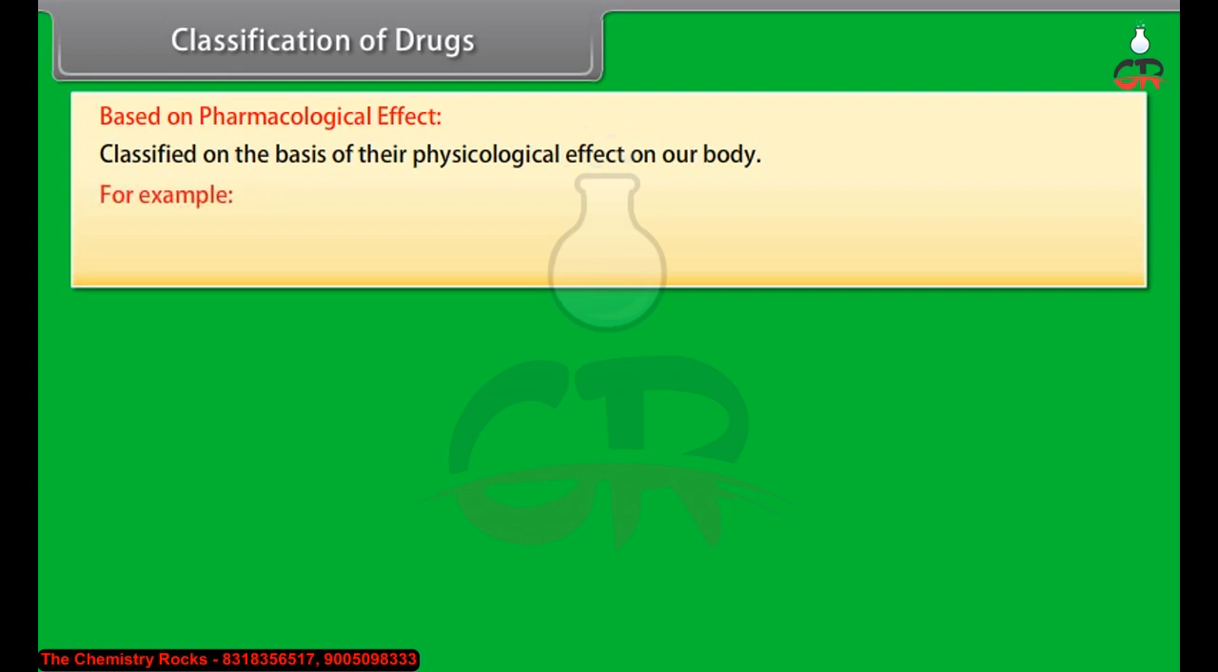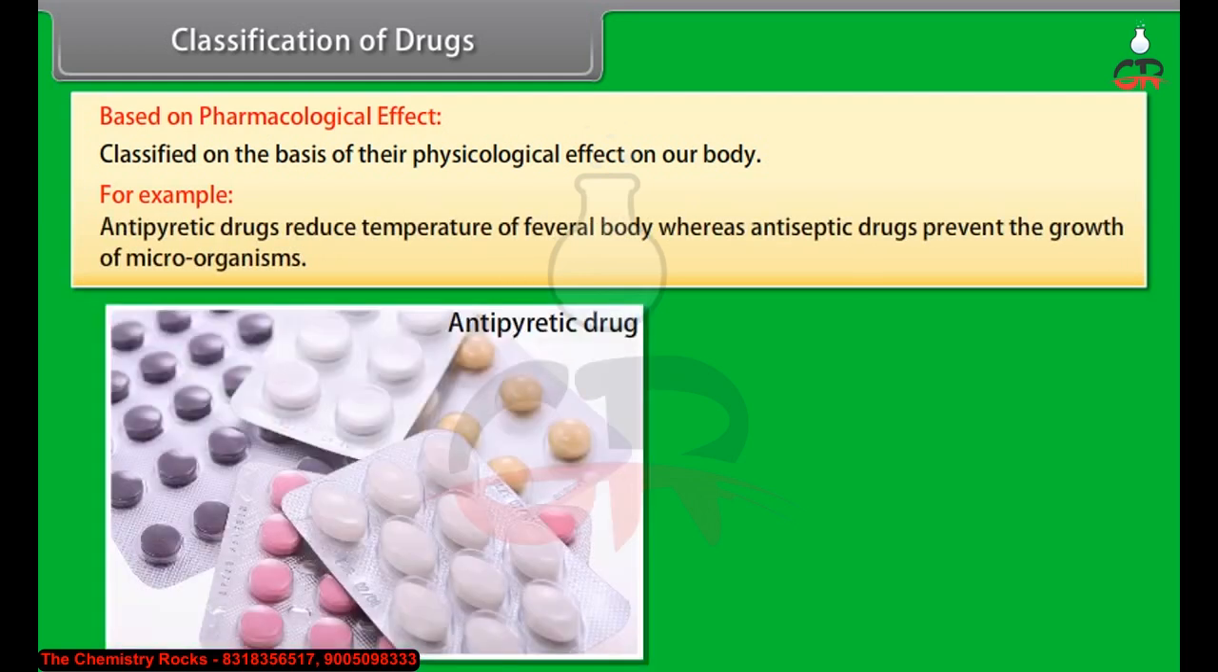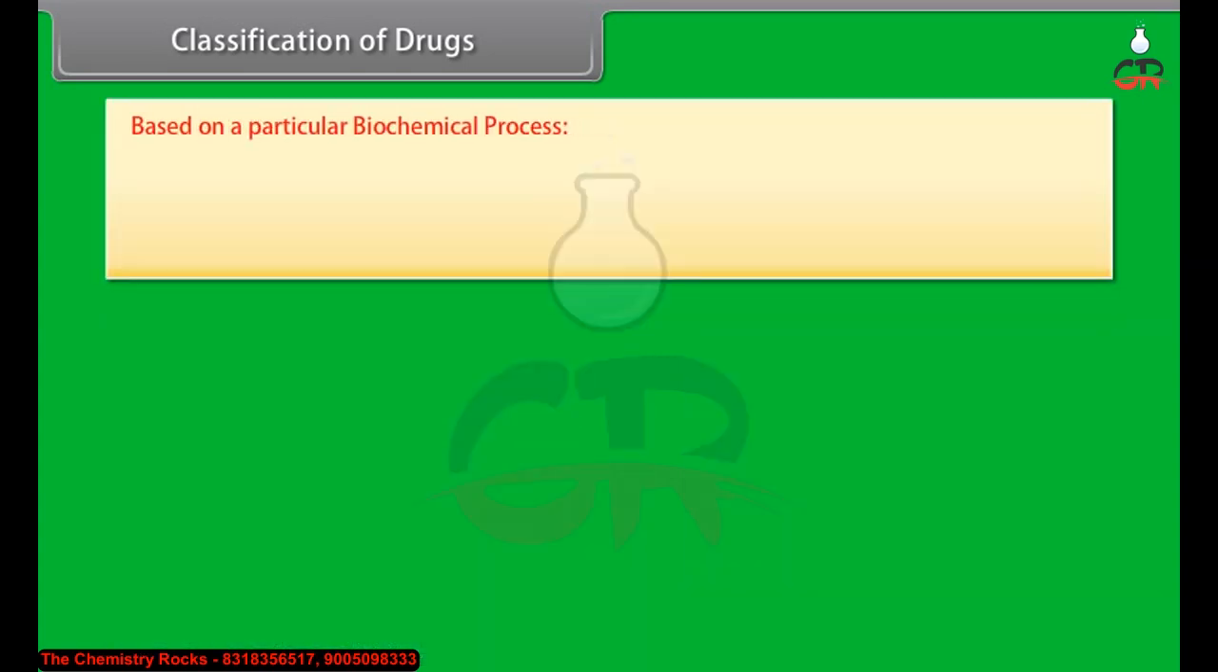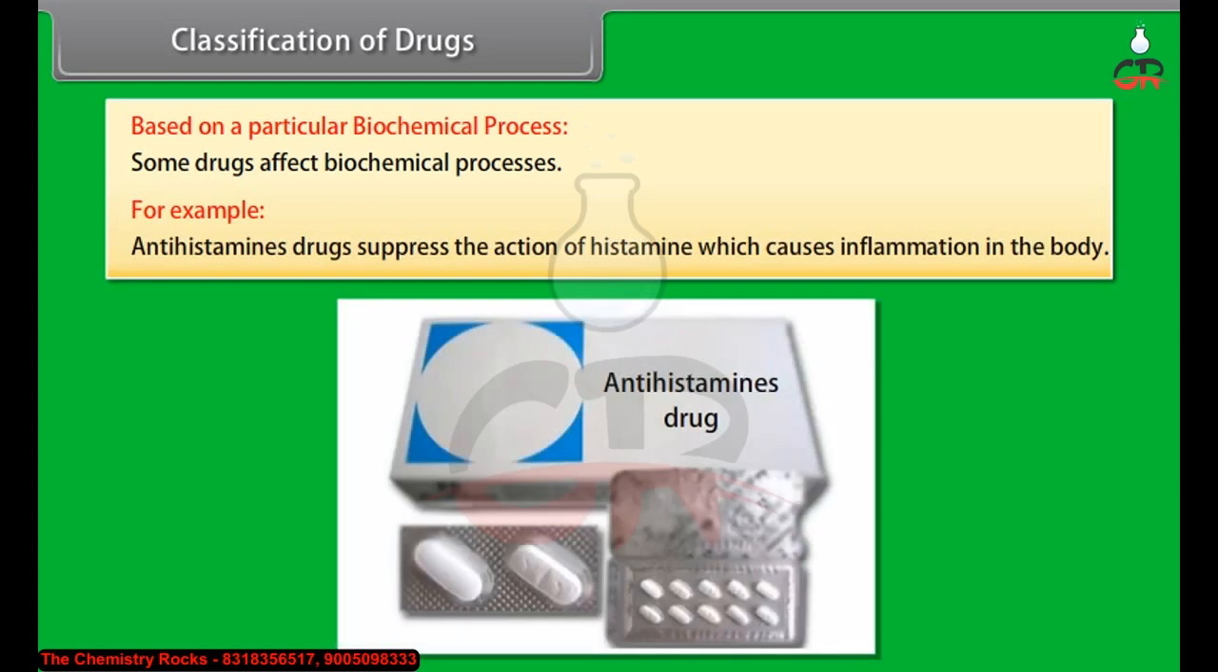For example, antipyretic drugs reduce temperature of febrile body, whereas antiseptic drugs prevent the growth of microorganisms. Based on a particular biochemical process. Some drugs affect biochemical processes. For example, antihistamine drugs suppress the action of histamine, which causes inflammation in the body.